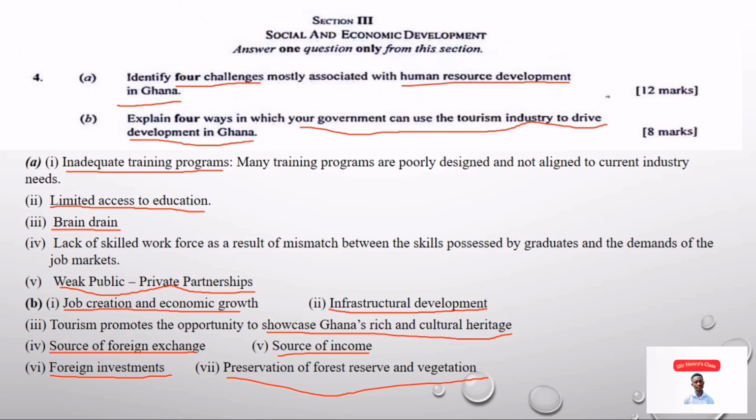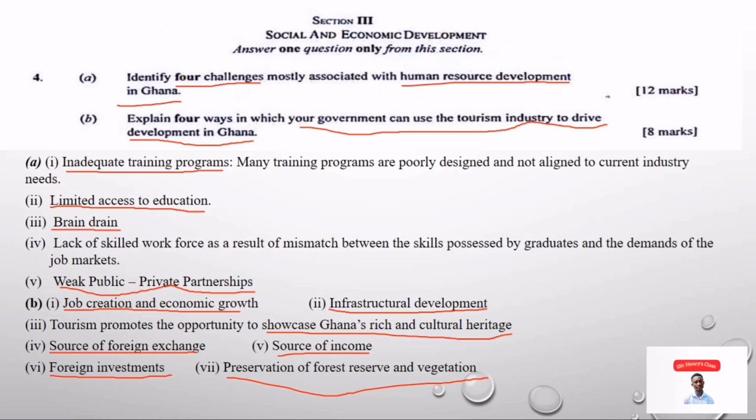So we'll take number 4, social and economic development. 4A says identify four challenges mostly associated with human resource development in Ghana. So human resource development is improving and developing the skills of human resources to ensure efficient use of natural resources and higher productivity. So you can talk about inadequate training programs.